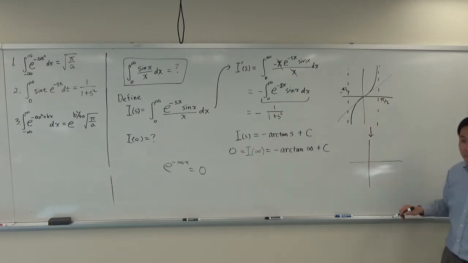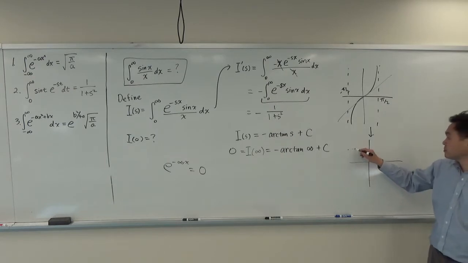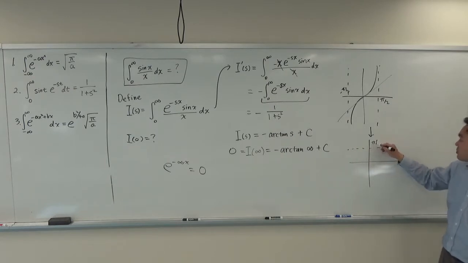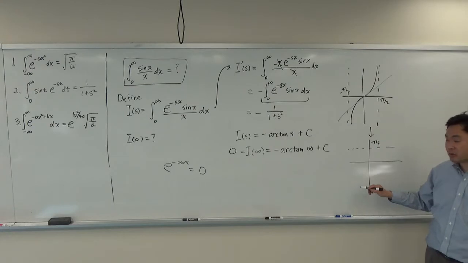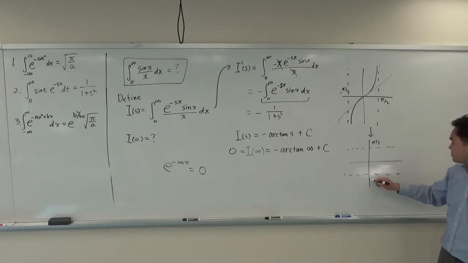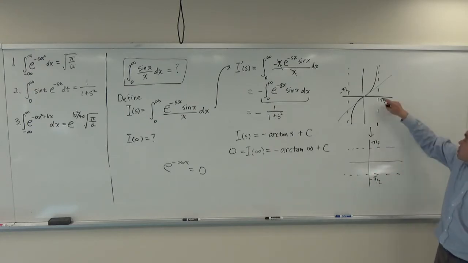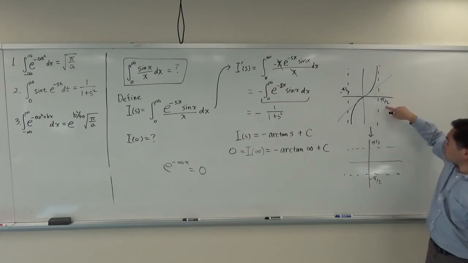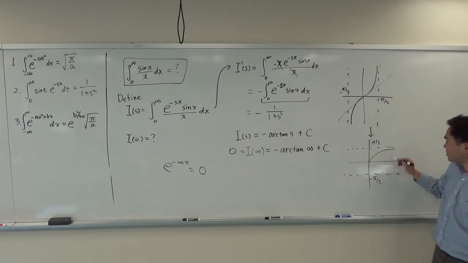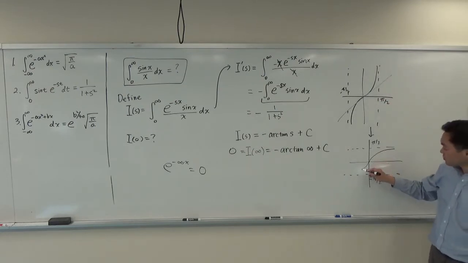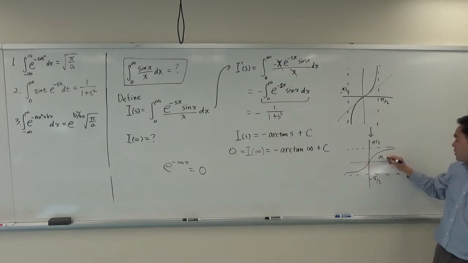Where? Pi over 2. Where else? And because on the right side it gets closer and closer to pi over 2, it's really this side. And the other one, we like that. That's the graph of arctangent of x.